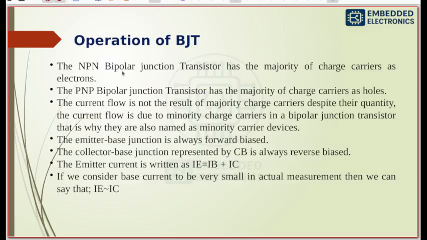The NPN bipolar junction transistor has the majority of charge carriers as electrons. But in PNP, we have holes. The current flow is not the result of majority charge carriers. Despite their quantity, the current flow is due to minority charge carriers in a BJT. That is why they are also named minority carrier devices.